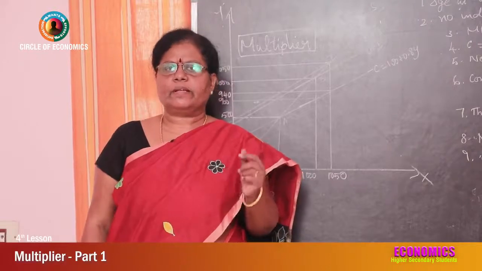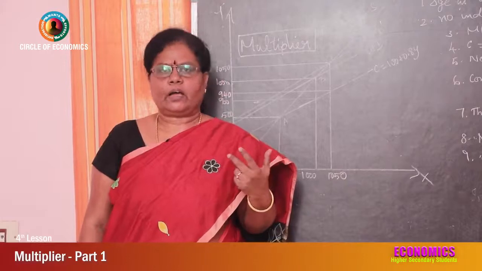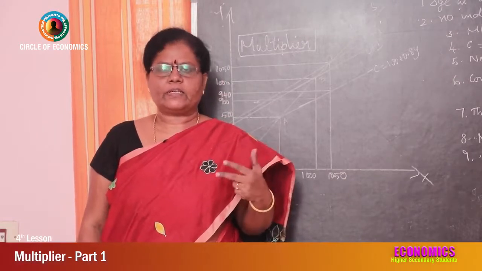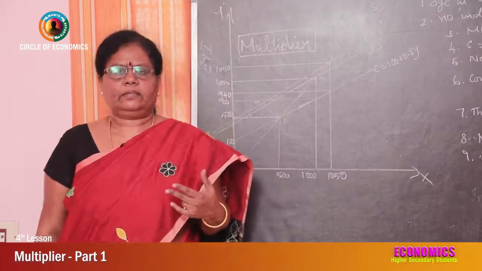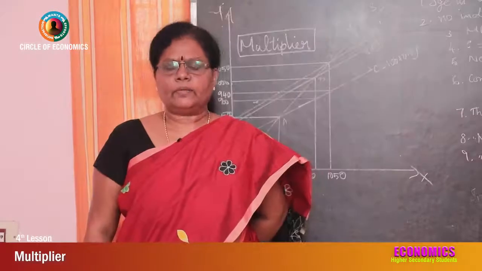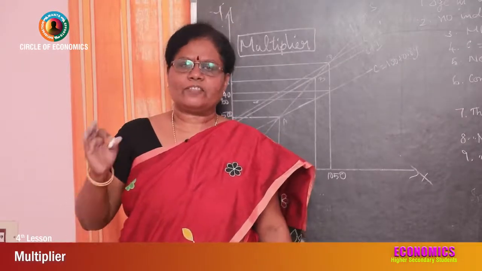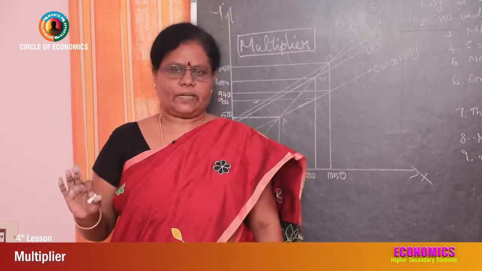This concept of multiplier was first introduced by R.F. Khan as employment multiplier. Later, J.M. Keynes developed it as an investment multiplier. The multiplier is defined as the ratio of change in national income due to change in investment.